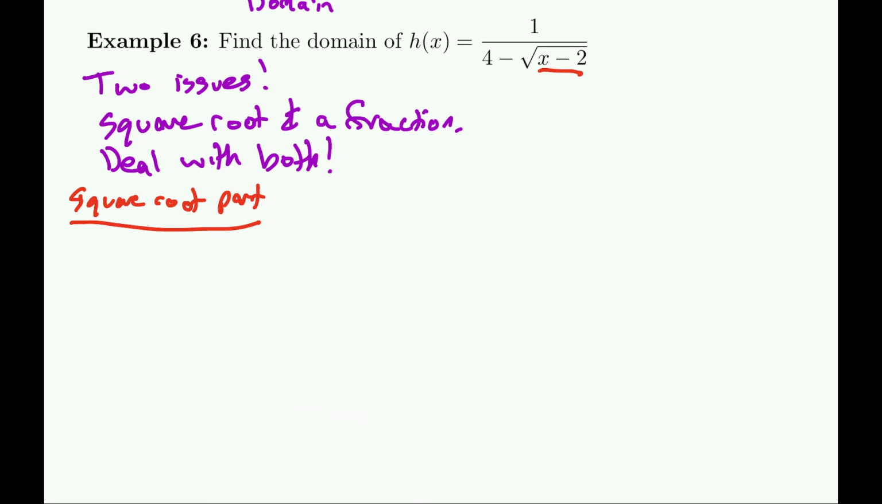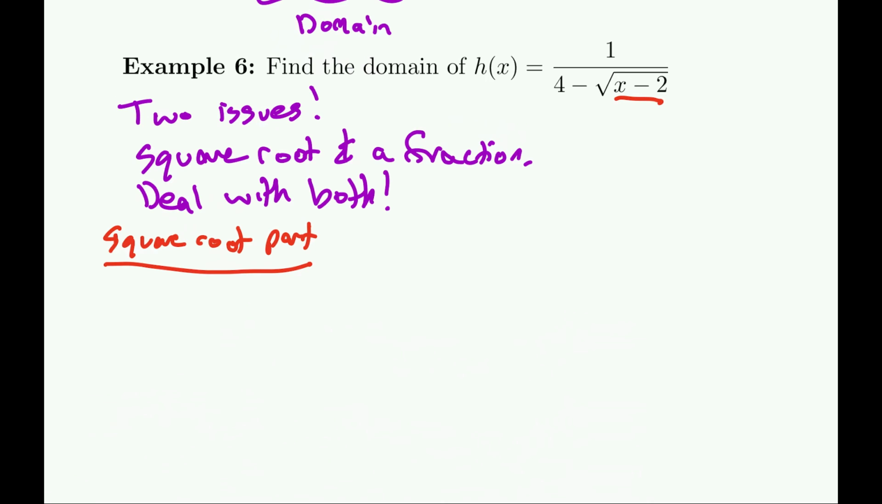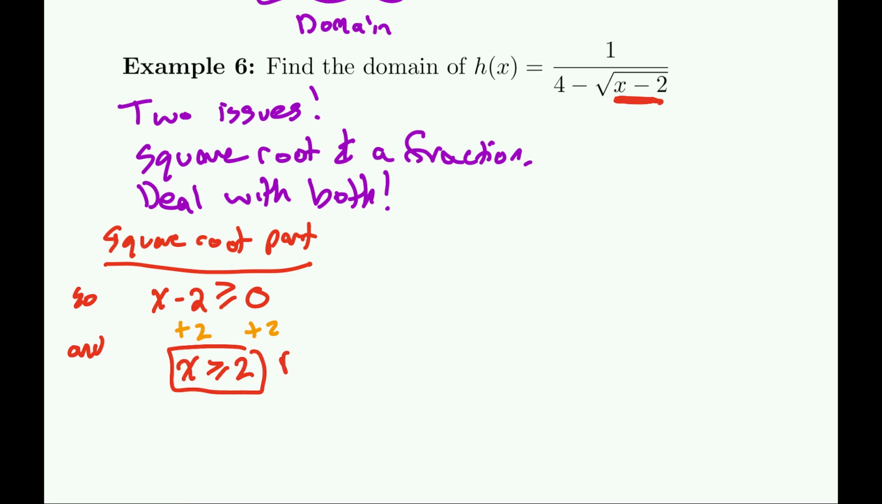So we know inside of the square root should be positive. So we just did those, right? So the part that I underlined needs to be greater than or equal to 0. So x minus 2 should be greater than or equal to 0. And just add that 2 over to the other side, plus 2 plus 2. We get x has to be greater than or equal to 2. Okay, so that is part of the information we need for the domain. That's not actually necessarily part of the domain.